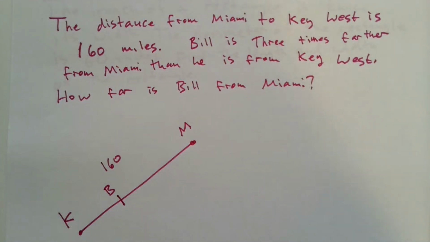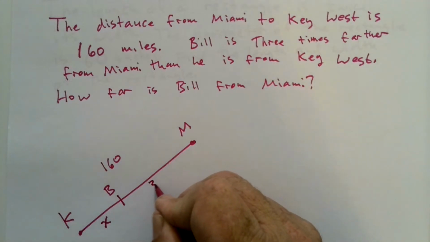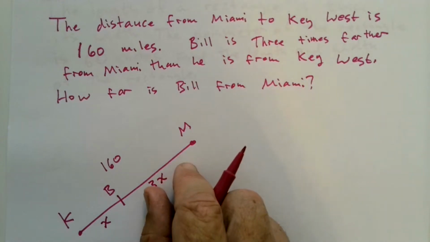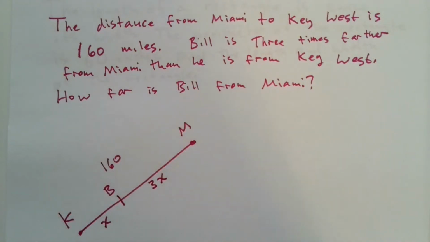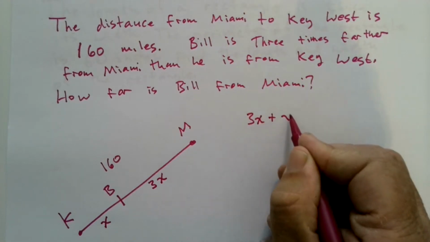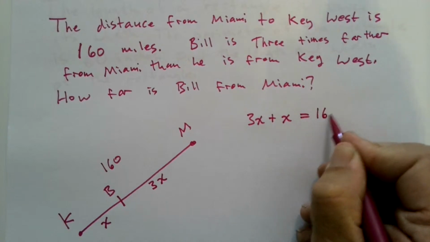The variable I'm going to introduce is x. X will be the distance that Bill is from Key West. So we'll say he's x miles from Key West. He is 3 times farther from Miami than he is from Key West, so that would be 3x from Miami. So looking at this diagram, we need to determine what the equation is going to be. 3x miles here, x miles here, but the total has to be 160 miles. So our equation will be 3x plus x is 160.